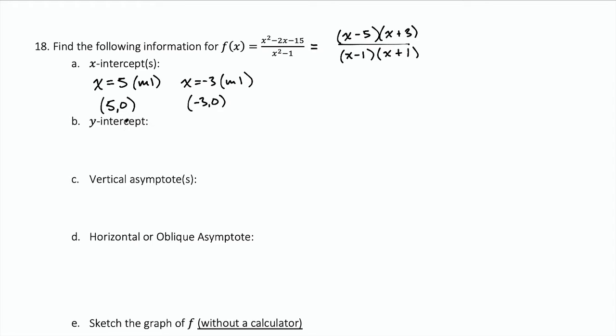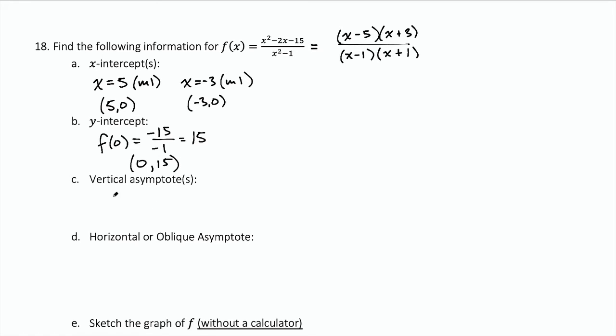For our y-intercept, we plug 0 into the function. So f of 0 equals negative 15 in the numerator and negative 1 in the denominator. So that's just positive 15. And again, as a point, that's (0, 15).